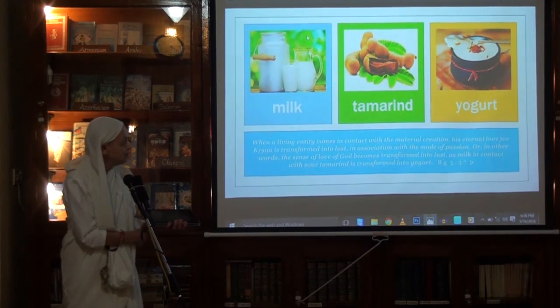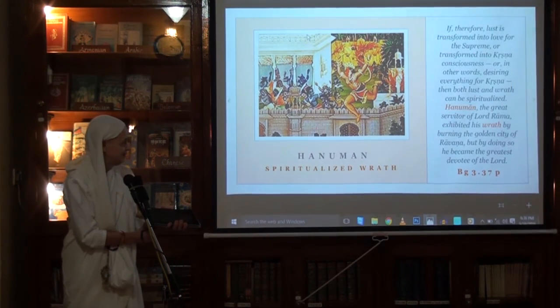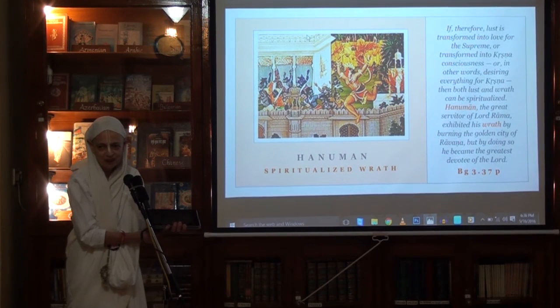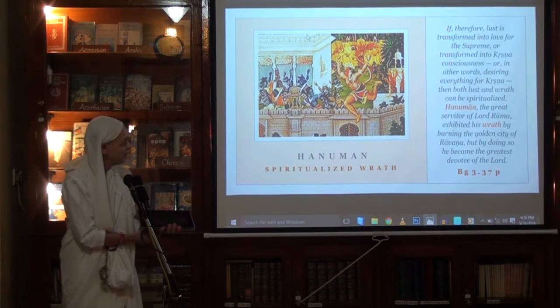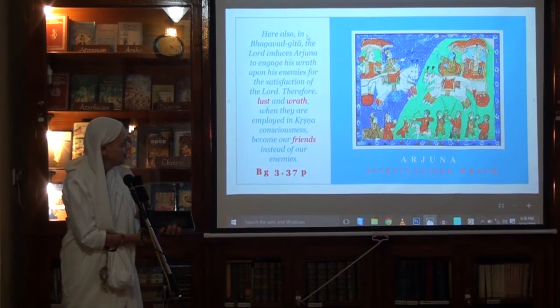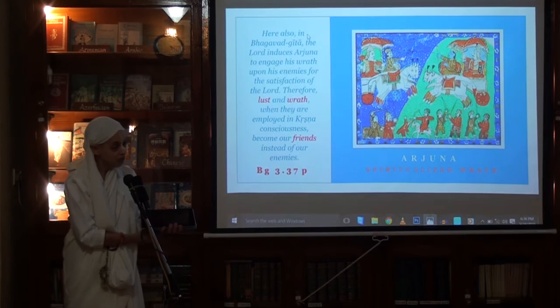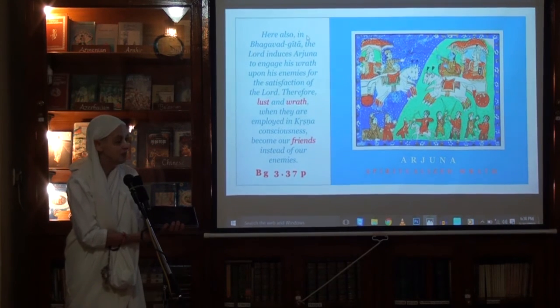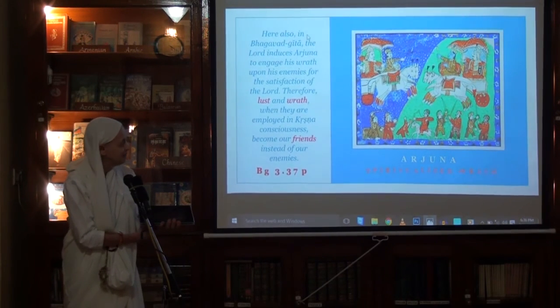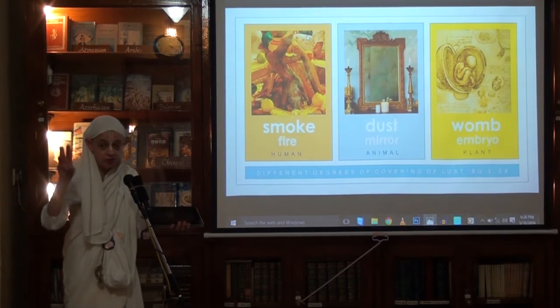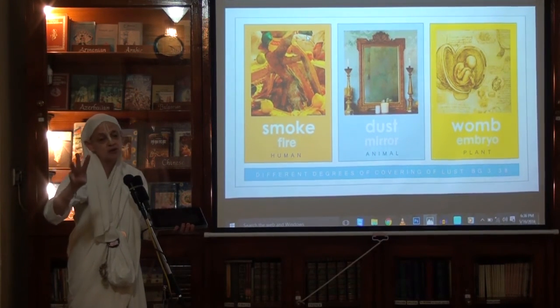And your next one? Hanuman. Called spiritualized wrath. I think you can figure that one out. And we have a couple more. Arjuna. Also spiritualized wrath. He was ordered to fight. He wasn't ordered to go up to the mountains and retire. And next? A big analogy. Actually, the fourth part has 3 analogies.